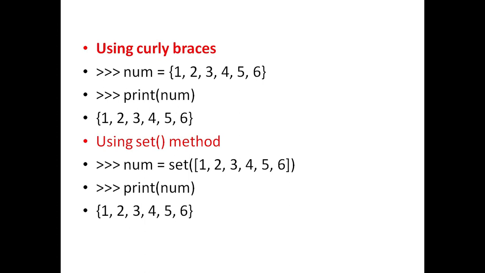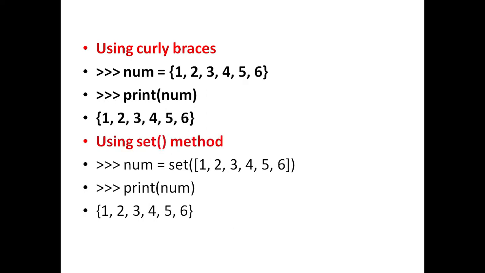First we will see the example using curly brackets. Here num set is defined and the elements of the set are defined in curly brackets, comma separated. And when we print num, it will give the output in curly brackets. And the second method is using the set method. Here num set is defined with the set constructor and the elements of the set are passed as a constructor parameter. And when we print num, it will print the elements of the set in curly brackets.